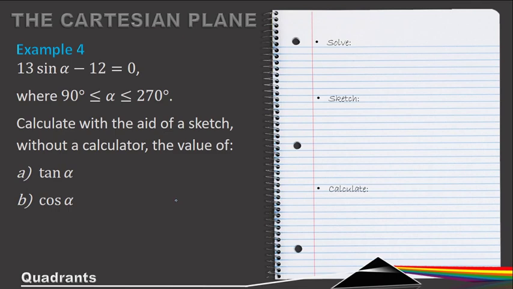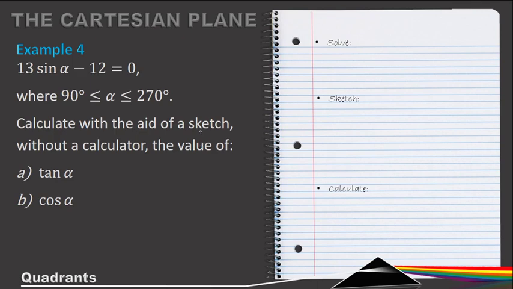Now solving, and let's also just look at how to identify. So we've got an equation with a trig ratio in the equation, and then we have a restriction, and then it says to calculate, with the aid of a sketch and without a calculator, the value of tan alpha and cos alpha. So 3 things: we've got our equation, our restriction, and our sketch, or the question states calculate. It doesn't always say calculate, but we always use a sketch to calculate the given ratios.